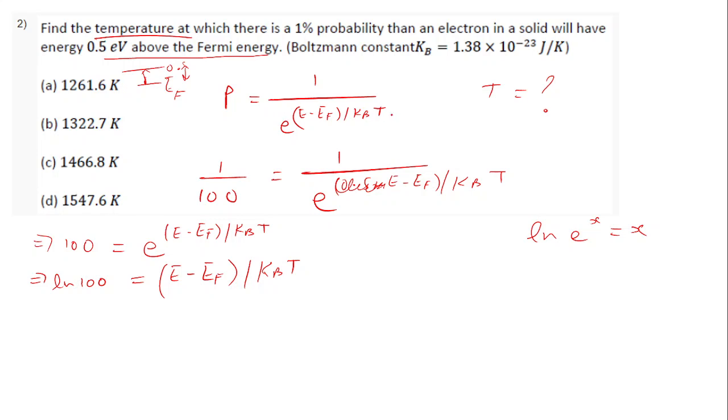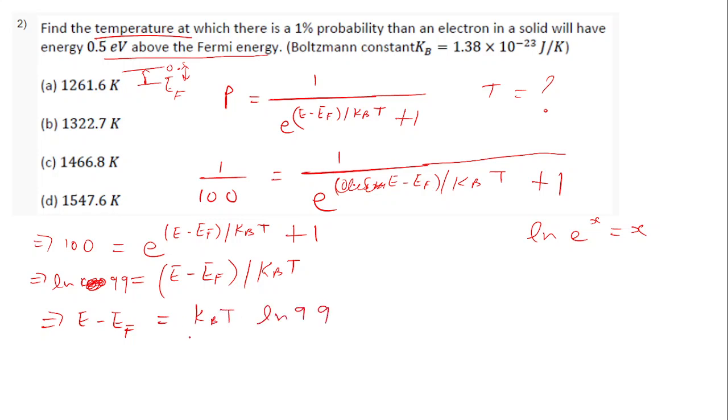Oh, I made a mistake here. Plus 1 is also there, sorry. So when I take the reciprocal, plus 1 is there. So it's not natural log of 100. I have to bring it to this side, then it will be 100 minus 1, so natural log of 99. And then this E minus EF will be kBT multiplied by natural log of 99.